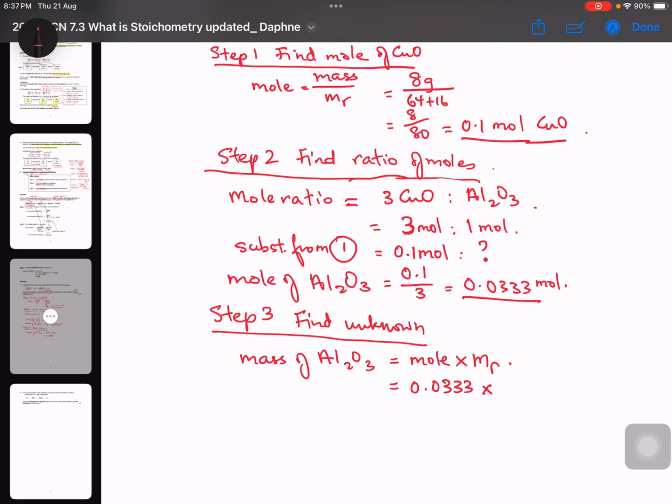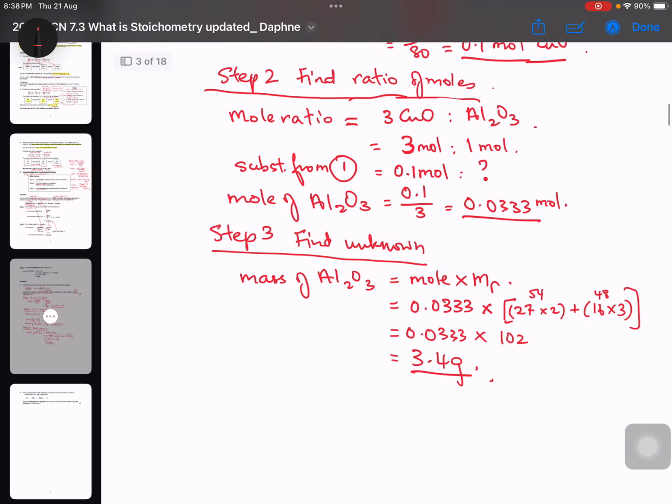0.0333 times, now we have to go and find the MR. Aluminium is 27 times 2, plus oxygen is 16 times 3. So this will be 0.0333 times, how much is this? 102. And in the end, we'll get 3.4 grams. And we're done.